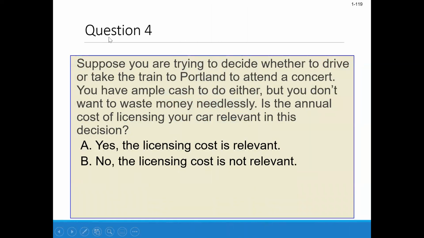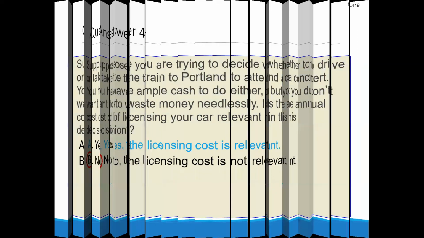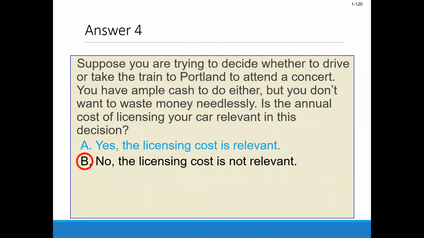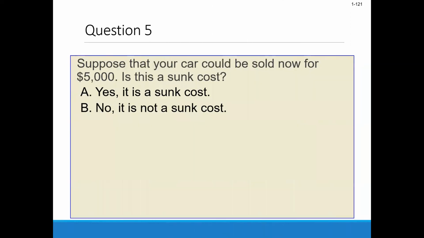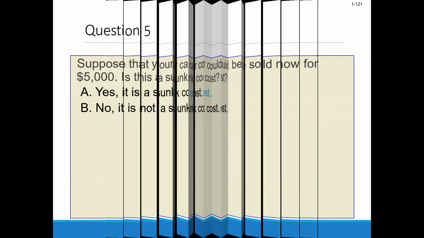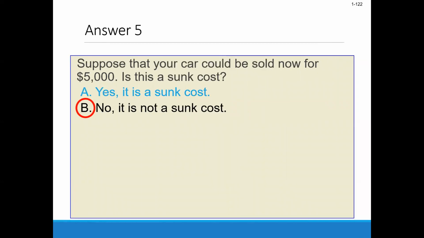Suppose you're trying to decide whether to drive or take the train to Portland to attend a concert. Is the annual cost of licensing your car relevant in this decision? No. Who cares? It's a cost you've already incurred. Suppose that your car could be sold now for $5,000. Is this a sunk cost? It hasn't happened. Sunk costs have already been incurred. Okay.